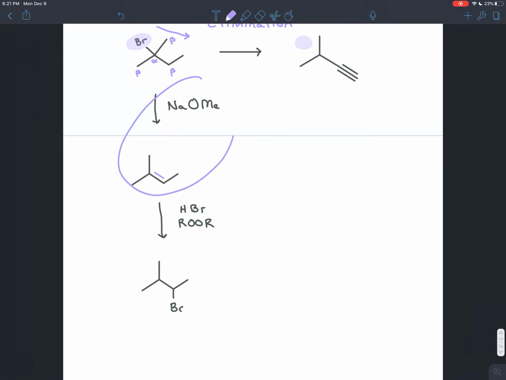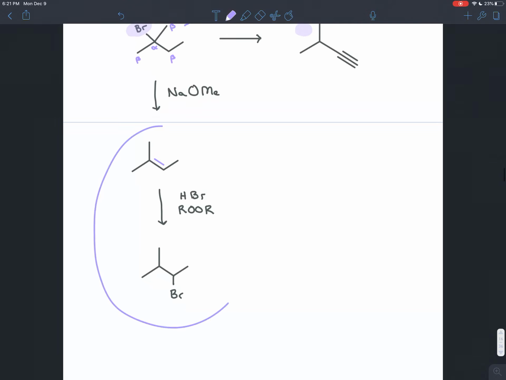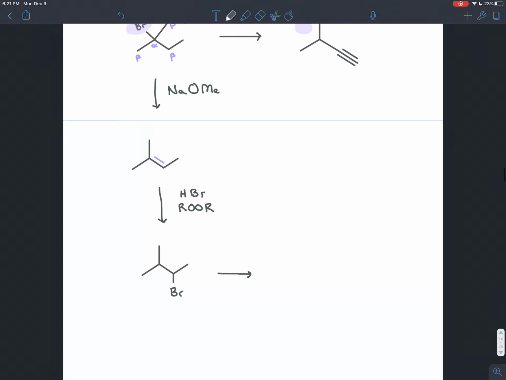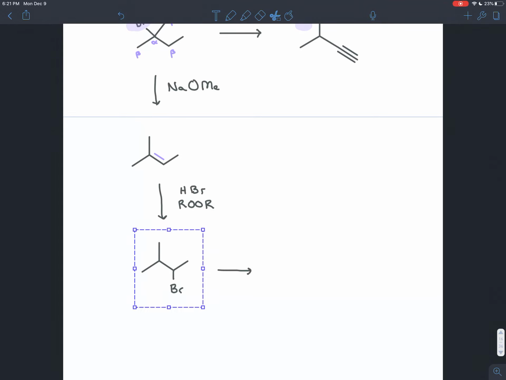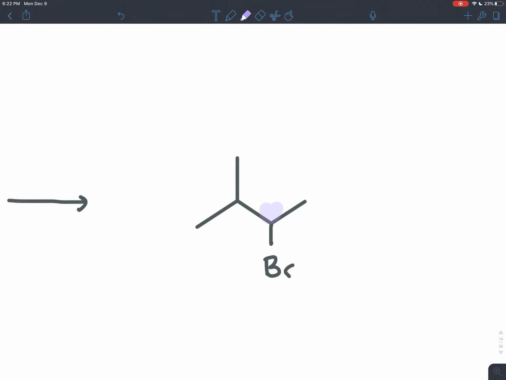So we used a skinny base to do an elimination in the Zaitsev to get the Zaitsev product, which is toward the right, and then we used anti-Markovnikov addition to add H and Br, where the Br is going to the right. So now we're going to do an elimination again. But again, we want to form the pi bond to the right. We want the reactive part of the molecule to be on the very end of the carbon chain. So we're going to do an elimination reaction.